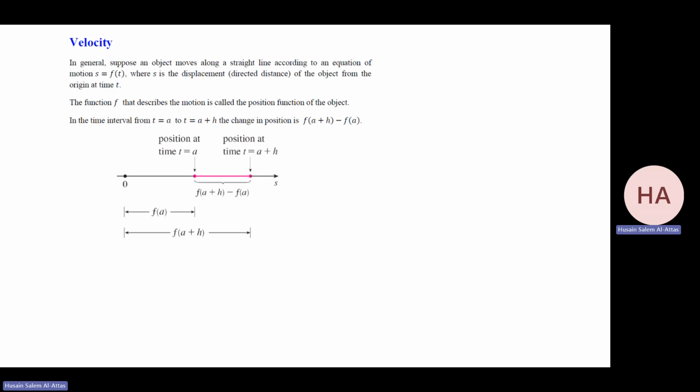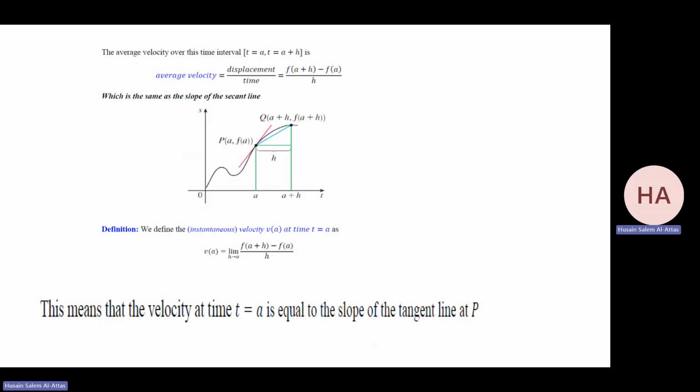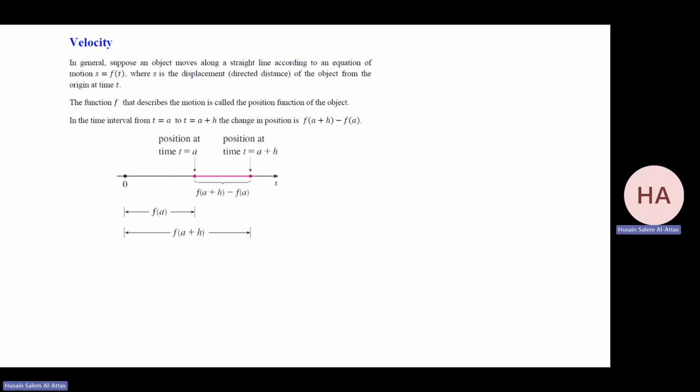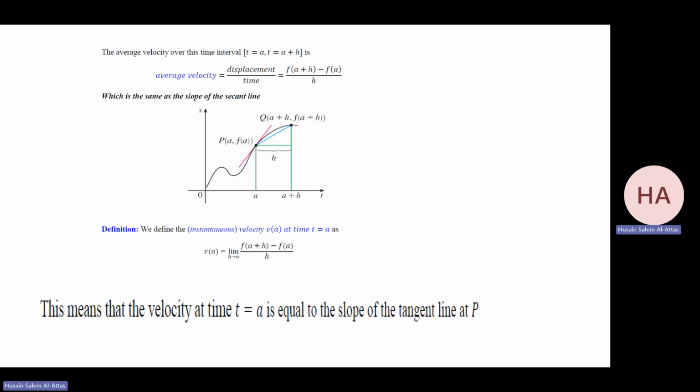Now, if you remember, if you have a position function, s equals f of t, you know the position at time equal a and at time equal a plus h, at two different times. We can define what's called the average velocity, which is delta y over delta x: f of a plus h minus f of a over a plus h minus a, which is h. And we also define the instantaneous velocity, which, if you remember, is the same limit.